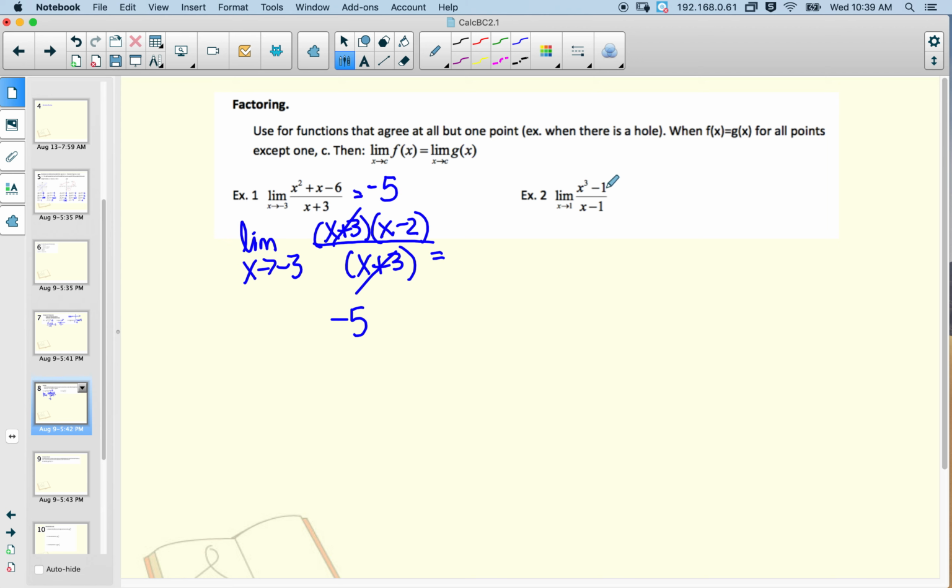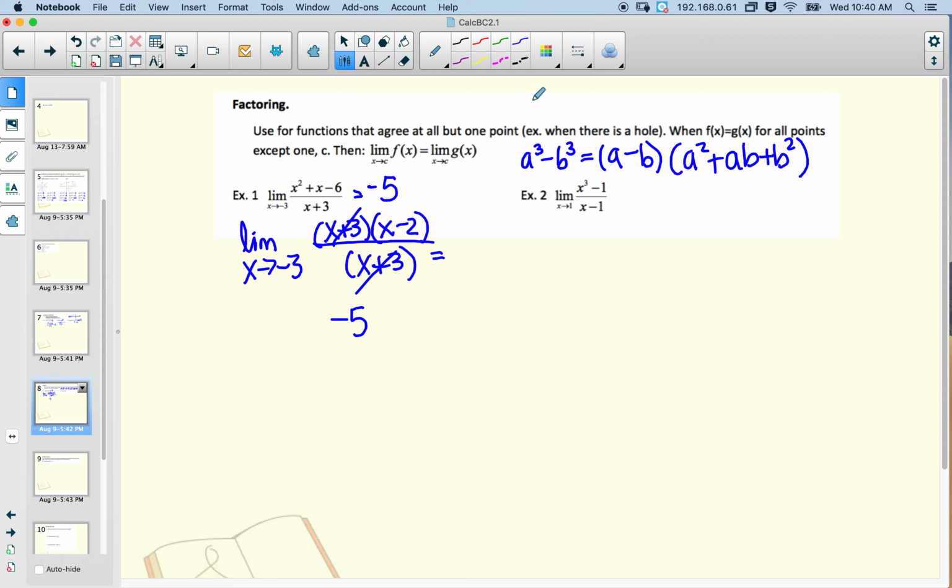Okay, we can try this again here. This is actually the difference of cubes, and I don't know if you remember this pattern or not. It shows up occasionally. So a cubed minus b cubed is equal to a minus b times a squared plus, that's the weird part, right? ab plus b squared. So that's the pattern.